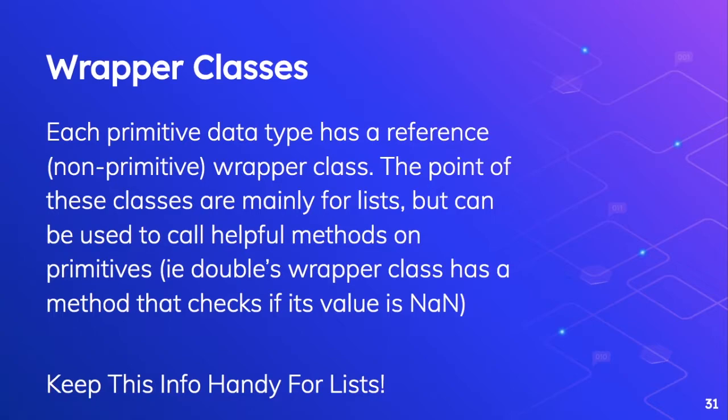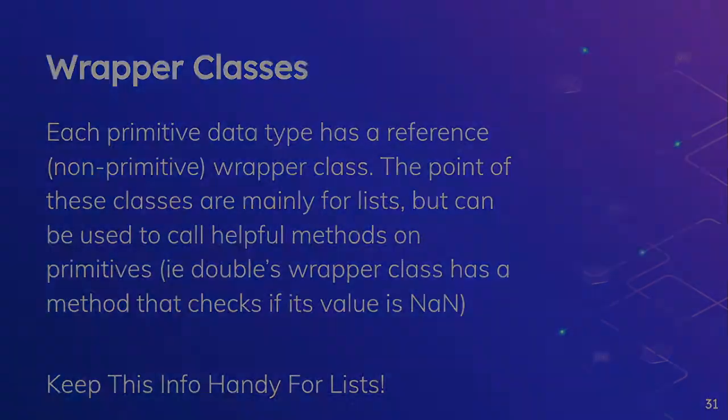You won't really need this till we get to lists, but I'm just telling you now. The point of these is mainly for lists. But they have useful methods in them, and you can look at the Java documentation. The way you do that is you just look up double wrapper class Java doc or something like that. The Double wrapper class has a value to check if it's not a number, which we'll get to when we get into code. But just keep this in the back of your mind. You'll need this for lists, and I think once we get to the list section, it goes over it again.